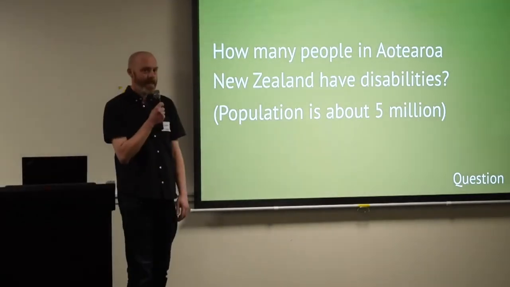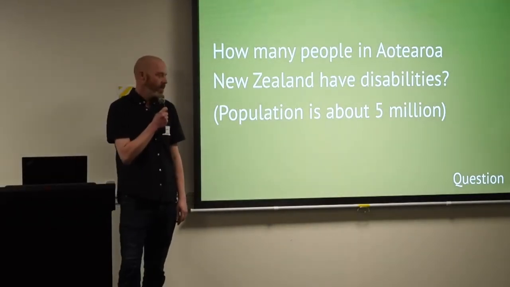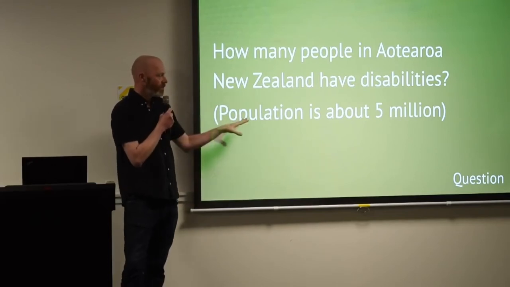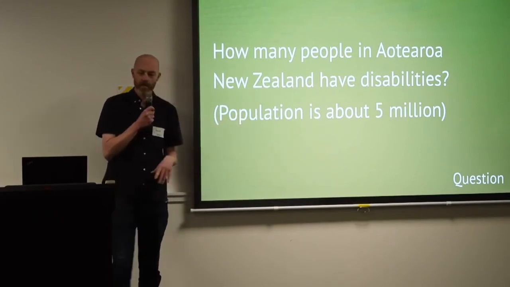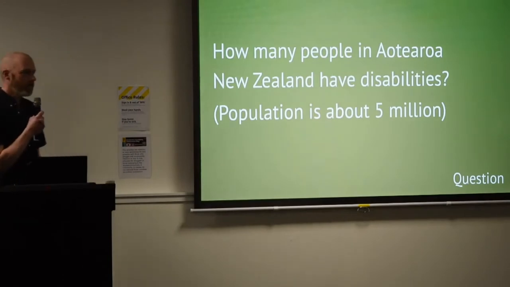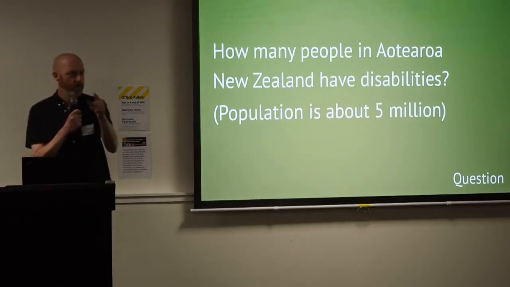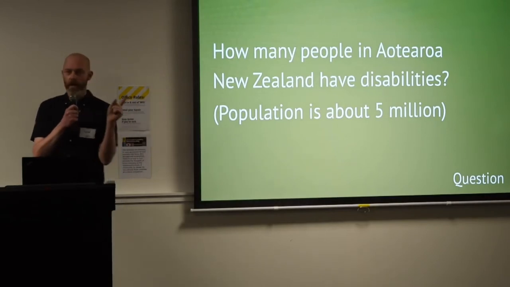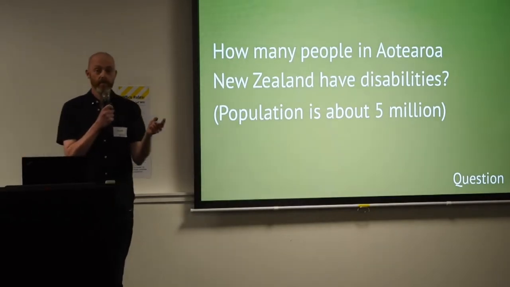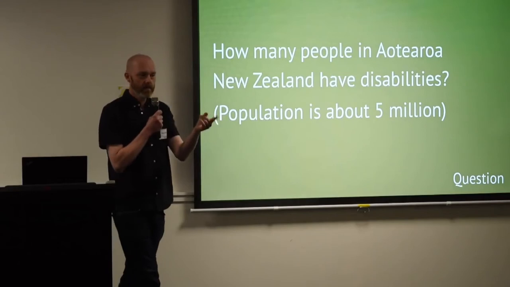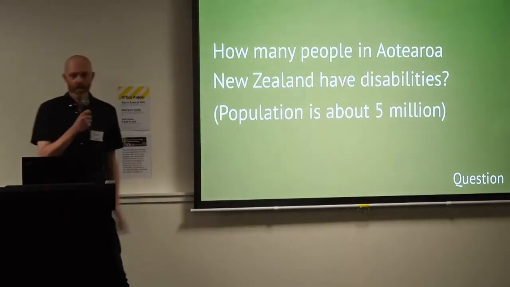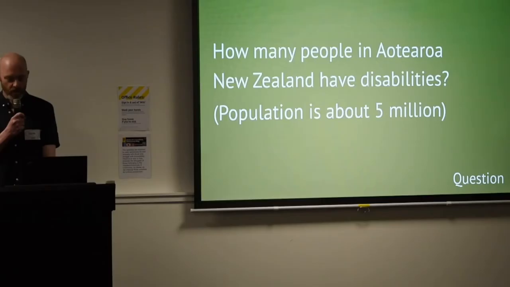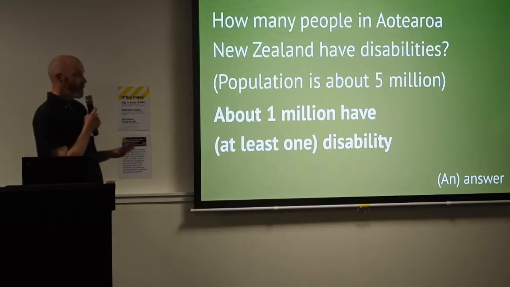How many people here have disabilities? And again, for context, the population is about 5 million. Go team. 1 million? Do you say 1 million or 1 billion? Million. Okay, cool. Anyone else? 800,000? 600,000. Any more? Keep it dropping. No. Okay, it's not an auction. That's fine. About 1 million.